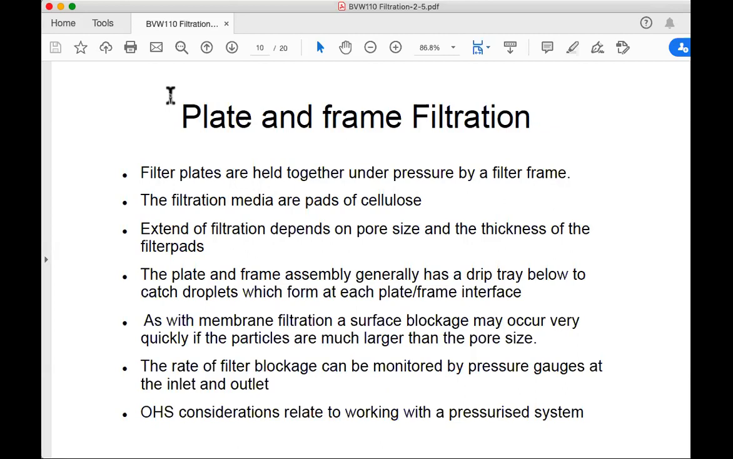Over time, all of the pores begin to block up. The pressure increases, and the plate and frame starts to leak to a greater extent than it did early on in the filtration process, although they can leak very early while the pads are swelling as well. Gradually the flow rate diminishes to such an extent that we stop the filtration process, pull out the old pads, and put some new pads in.